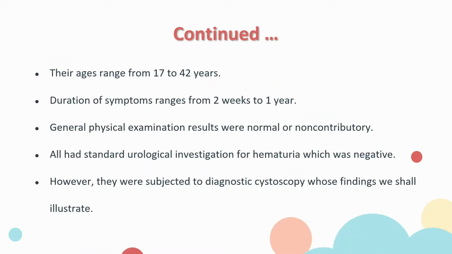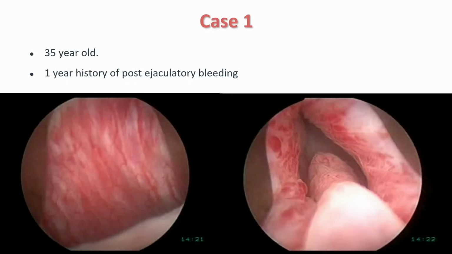The ages were 17 to 42 years, and their symptoms ranged from 2 weeks to 1 year. On physical examination, there was nothing to contribute to the diagnosis, and the routine hematological workup was normal. So we went ahead and did an invasive test, a diagnostic urethroscopy, because they fit the criteria for persistent hematuria, which is 2 months or more, or urethral bleeding, not hematuria, associated with 10 or more ejaculations.